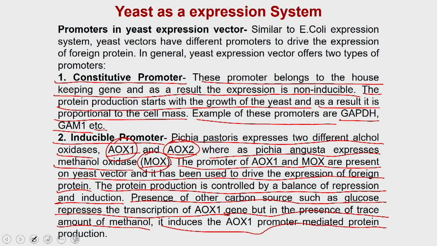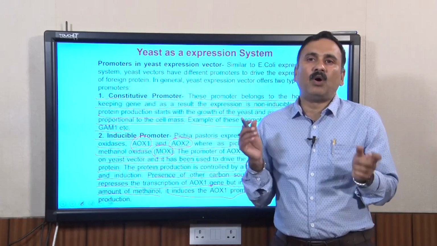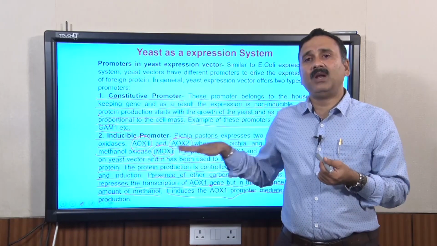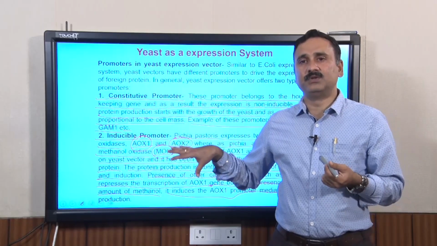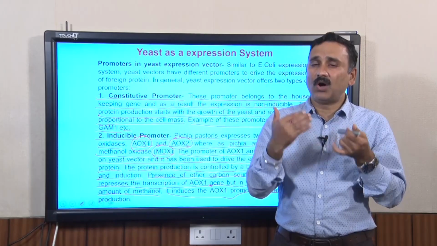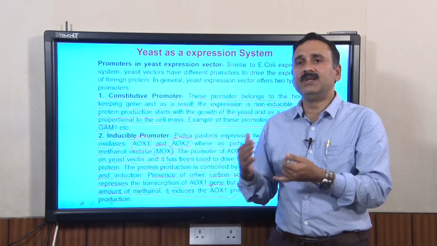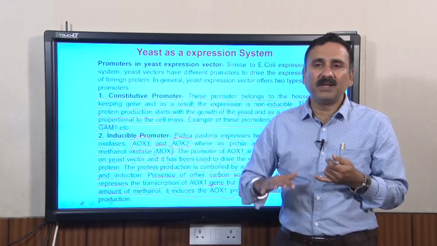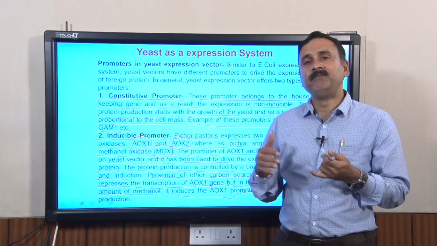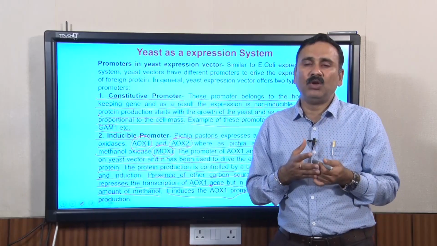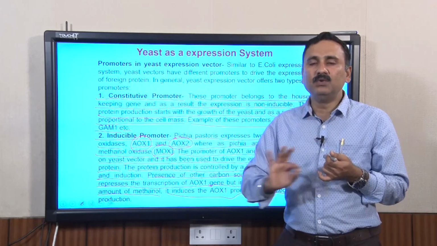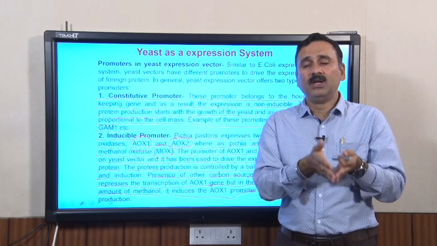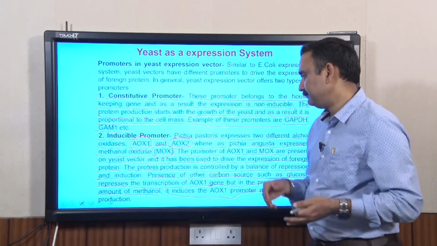So, just like inducible promoters, if you remember, if you have very small quantities of lactose, that is going to give leaky expression in the E. coli system. Similarly, here if you have an alternate carbon source, for example glucose, the yeast is not going to use methanol as a carbon source, instead it will use glucose. In those cases, the glucose is going to repress the activity of the OX1 promoter, but if you use a tiny amount of methanol, that is going to induce the OX1 promoter, and as a result you are going to see the protein production if you have cloned the protein in front of the OX1 promoter.